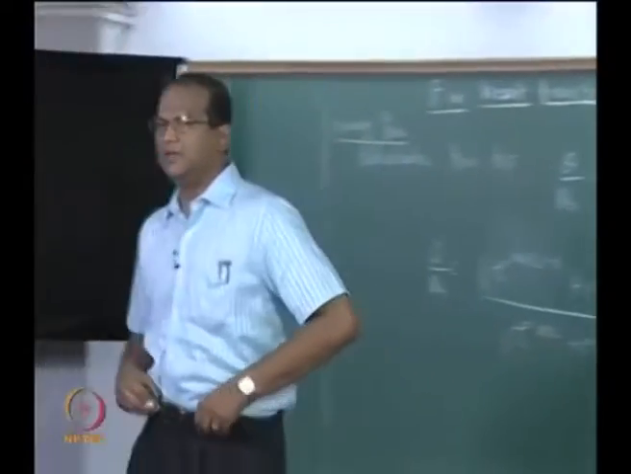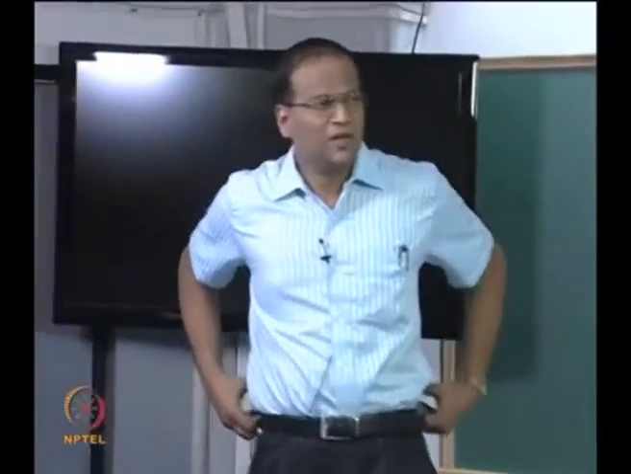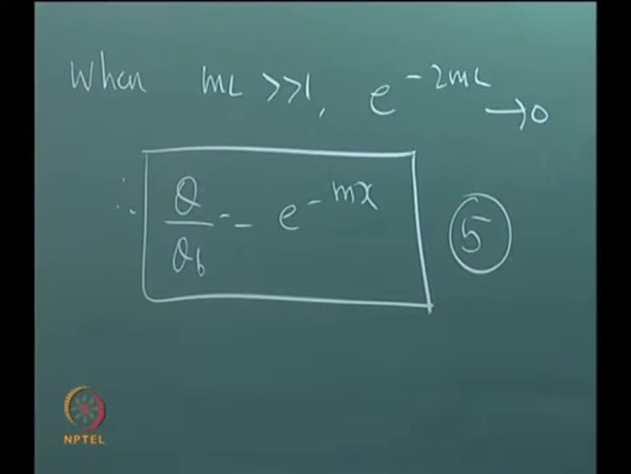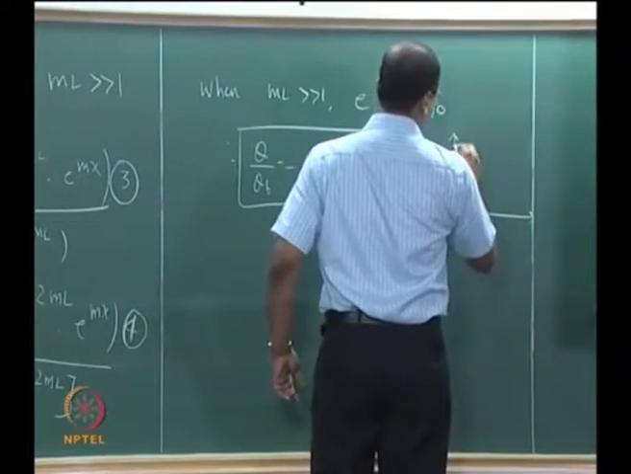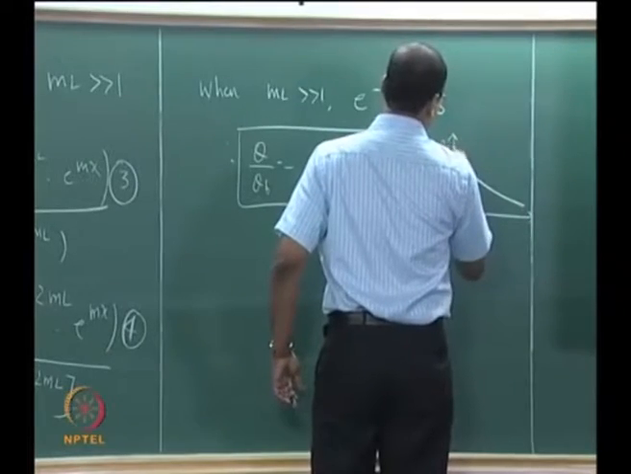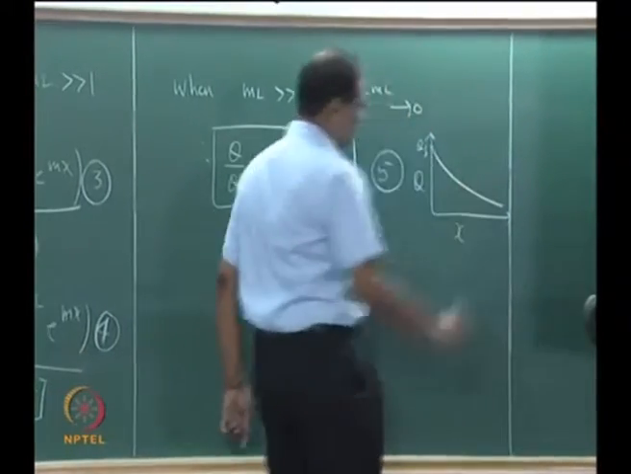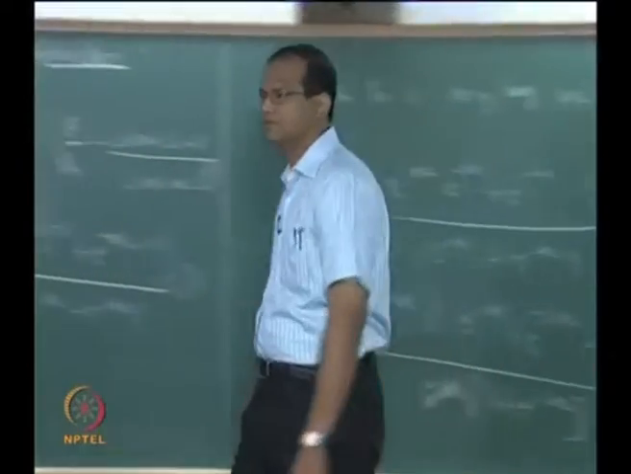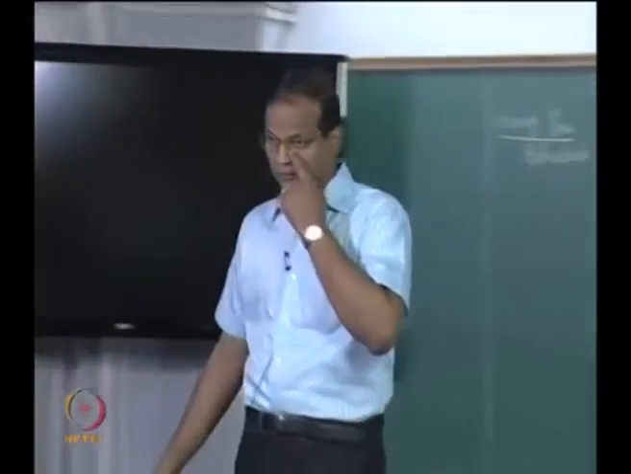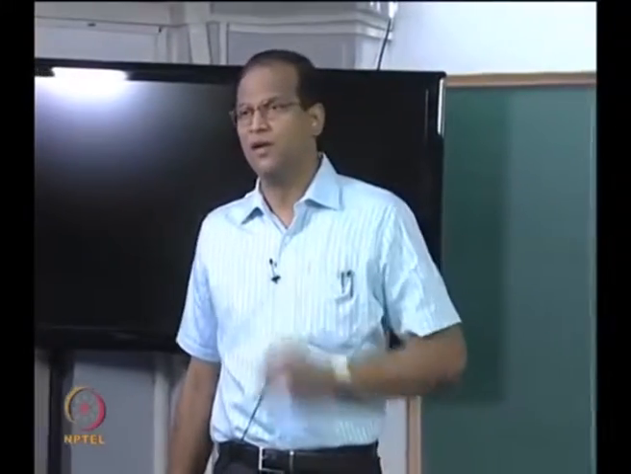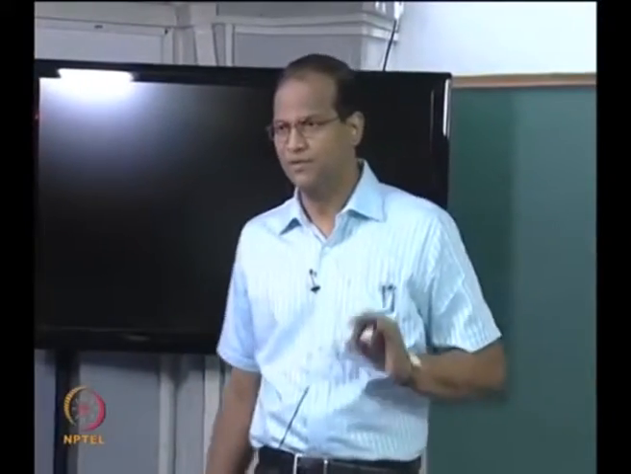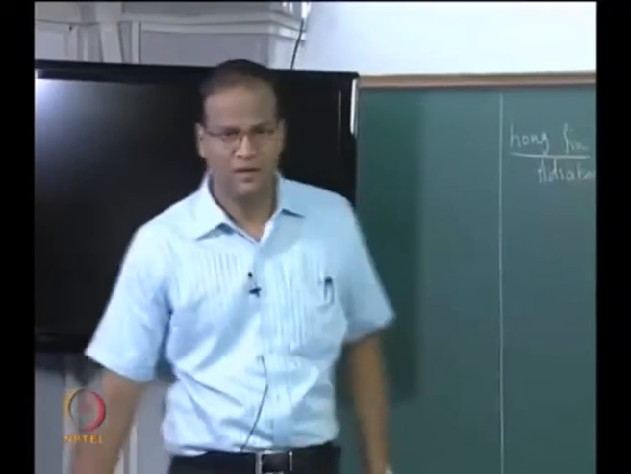Theta by theta b equals e to the power of minus mx, it turns out to be a very simple case of exponential distribution. Even otherwise the temperature distribution is exponential, but it has become very simple. Now we will have to answer the question how long is long. We will try to answer that question.